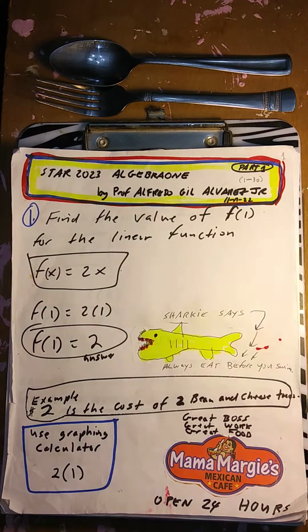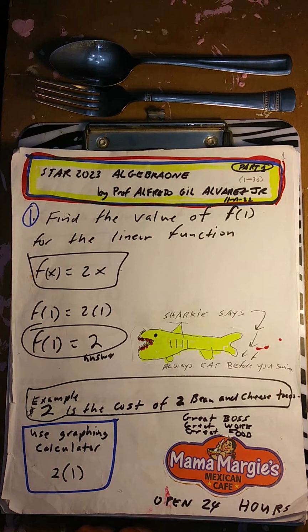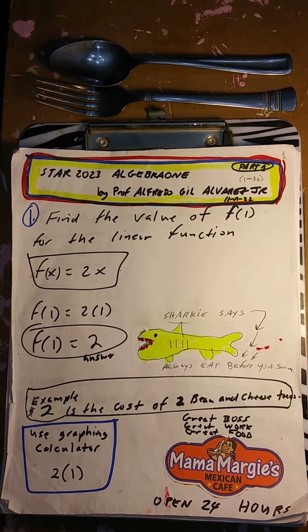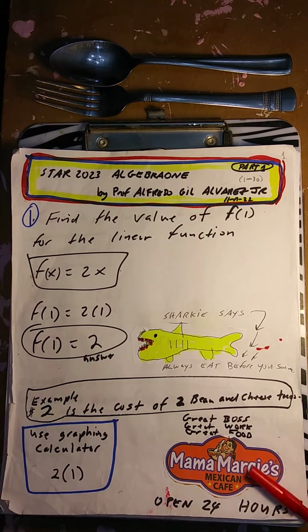So, use a graphing calculator. Example, $2 is the cost for 2 bean and cheese tacos at this place right here.